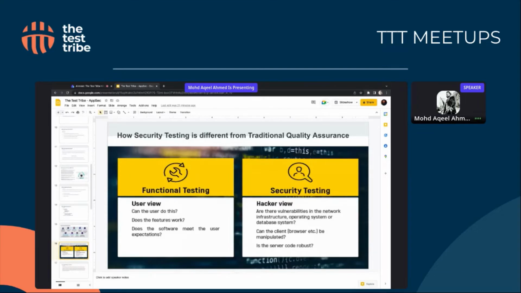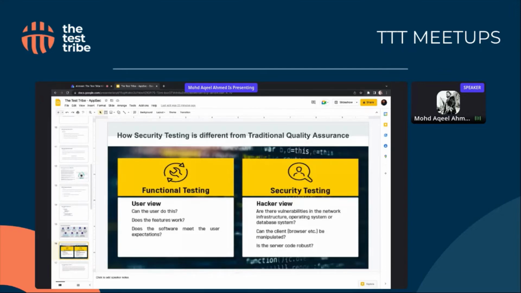If I look at some of the application areas, how it is actually meeting the user expectations. Is the user able to properly get redirected to other pages within the application when he's clicking on some of the links or something. So this is more of a functional area.